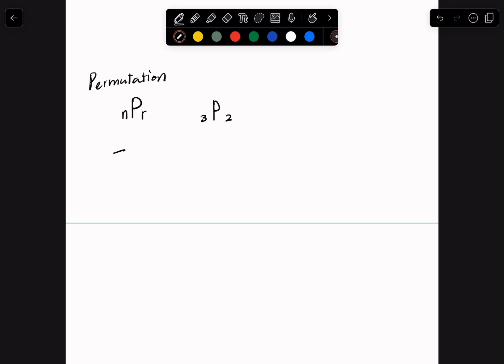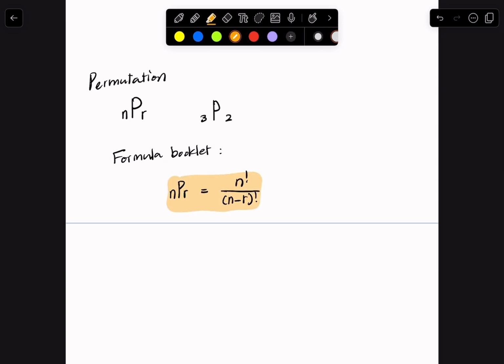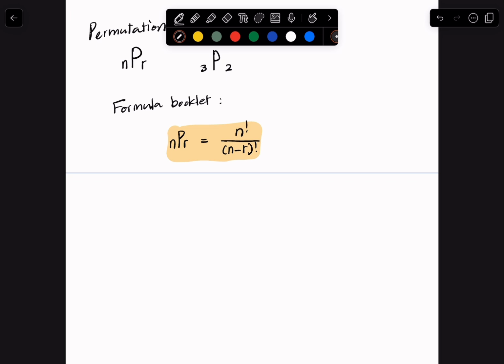So the formula of permutation is given in our formula booklet. In your booklet, you can find this formula. nPr equals n factorial over n minus r factorial. Hopefully you still remember how to calculate factorial notation. But for nPr, this notation, there are some restrictions on the number n and the number r. Remember that when we talked about factorial, only natural numbers can undergo factorial operation. So here we have n factorial. That means n has to be a natural number.